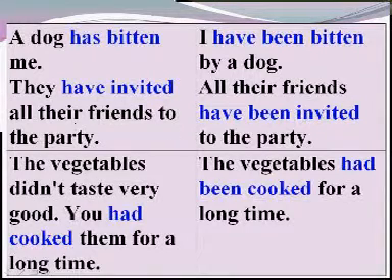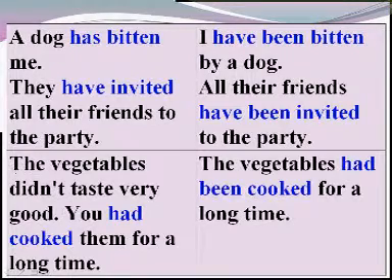They have invited all their friends to the party. The object is all their friends. We start with that. All their friends, which is plural, so it takes have. All their friends have, then been, then past participle. All their friends have been invited to the party.